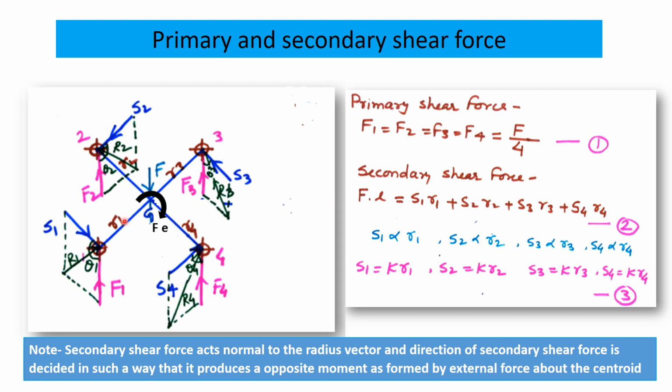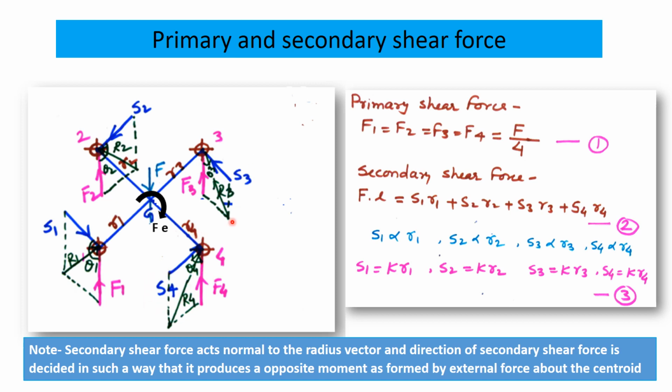We see that there is a couple whose value is F into E, and this is a clockwise couple. Because of this clockwise couple, there should be a resisting couple in the anti-clockwise direction, produced in each and every rivet. Suppose S1 is the secondary shear force in rivet number 1, S2 is the secondary shear force in rivet number 2, similarly S3 is the secondary shear force in rivet 3, and S4 is the secondary shear force in rivet number 4.